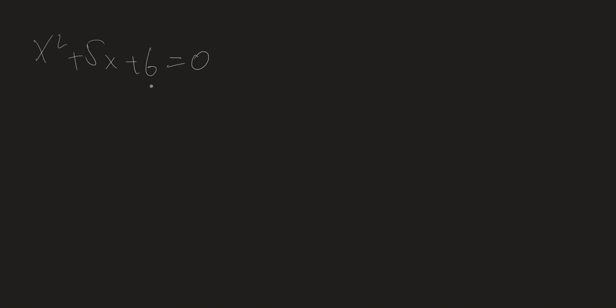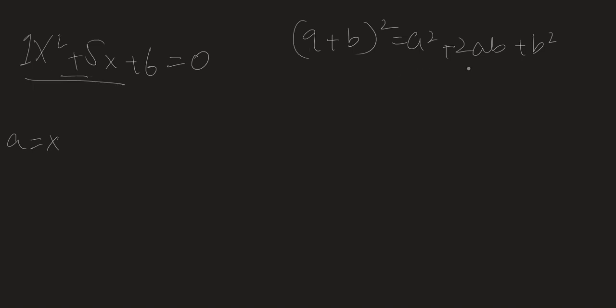So here we know that we'll be using the first identity as it's x squared plus 5x. So we'll be using the (a plus b) whole square identity. Our a will always be x, and it is important to keep in mind that the coefficient of x squared should always be 1. So we're going to convert x squared plus 5x into this form, a squared plus 2ab plus b squared. As our a is always x, we're going to write x squared plus 2 times x times b.